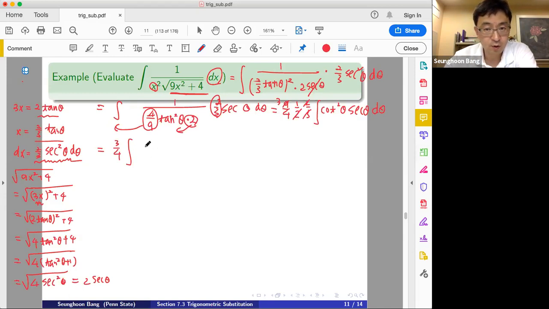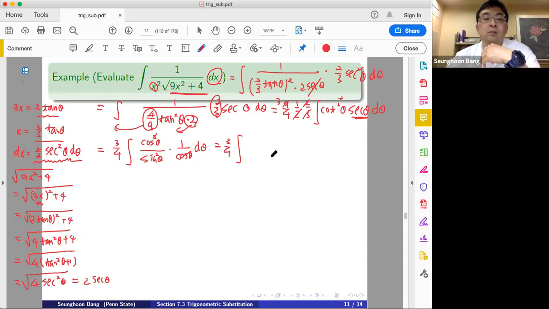So we have, you're right, cosine theta over sine theta. The power is 2, so we need a square. Cosine squared over sine squared times secant theta. What is secant theta? Secant theta is 1 over cosine. So one cosine theta is crossed out. We have 3 over 4 times the integral of cosine theta over sine squared.